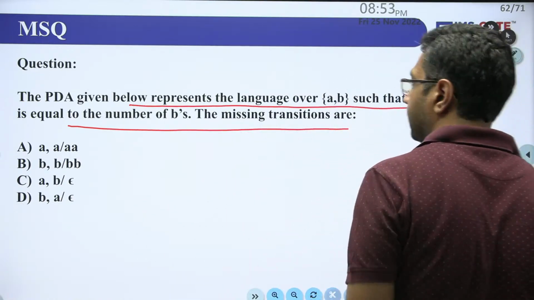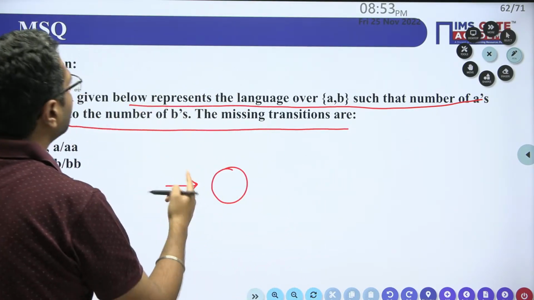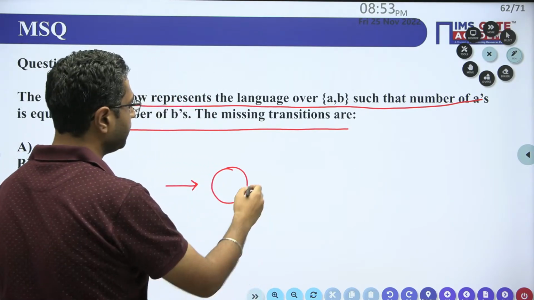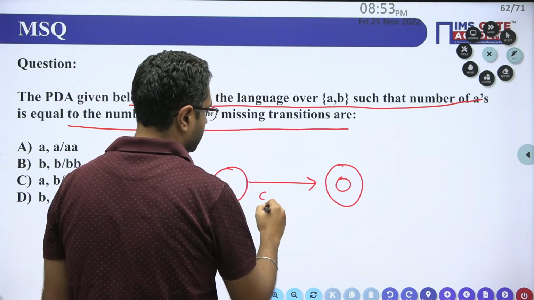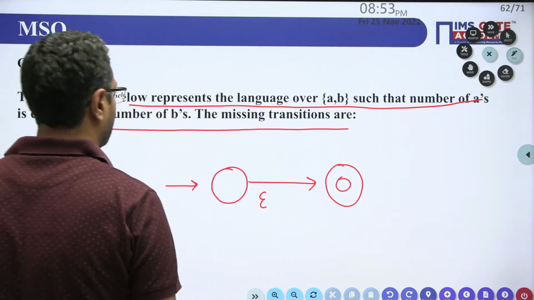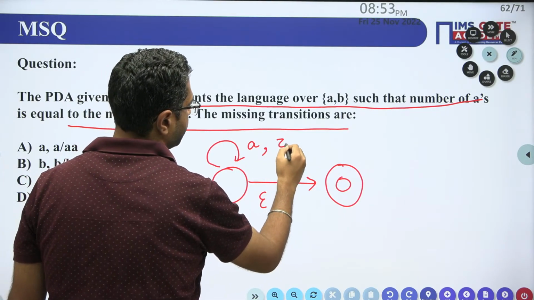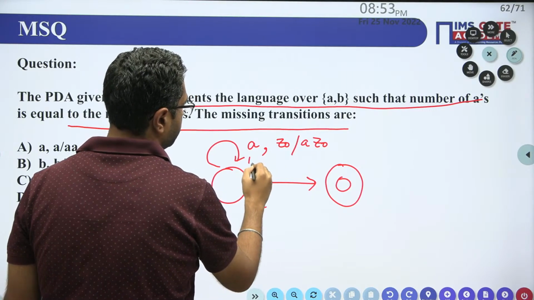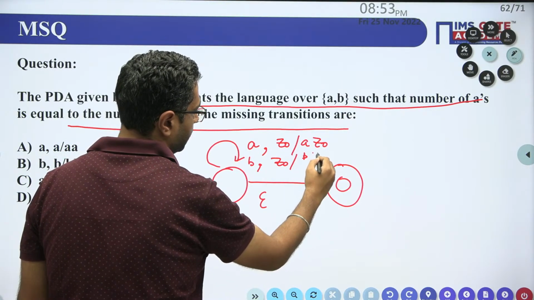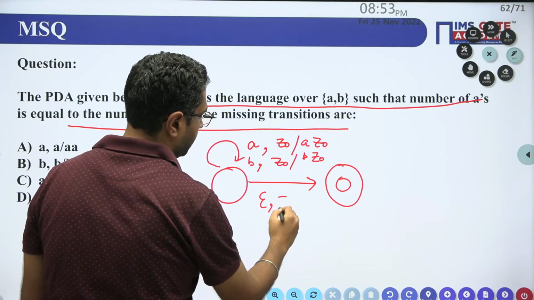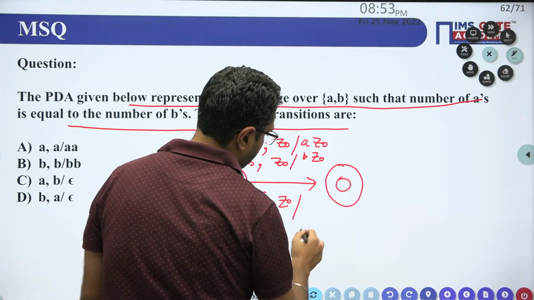So here is the PDA which I am trying to make, and then I'll tell you what the missing transitions are. I drew it somehow, I don't know why it's not here, but I'll make the question right now itself. On A, if the top of the stack is Z naught, you will make it A Z naught. If the top of the stack is B, you will write B Z naught. And on epsilon, if Z naught comes, I will say keep it as Z naught.